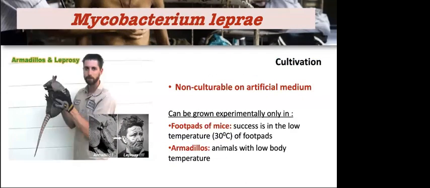And so remember, your Mycobacterium leprae is difficult to cultivate in an artificial media. It needs living cells for growth. So it can be grown on the footpads of mice or armadillos, because they're far from the main body and they're cooler in that area. That's why they grow there.